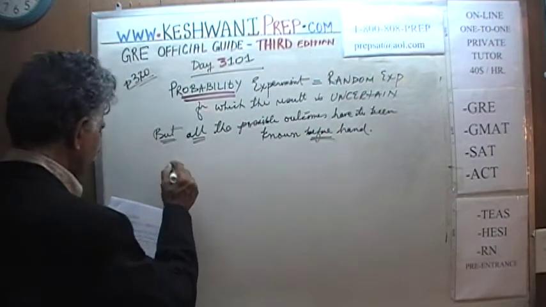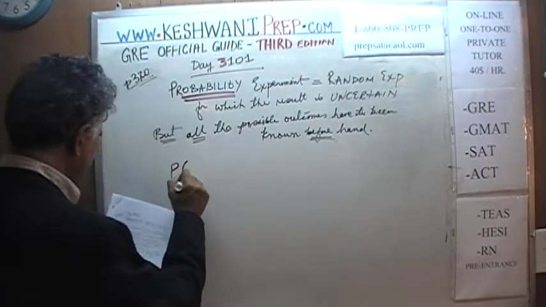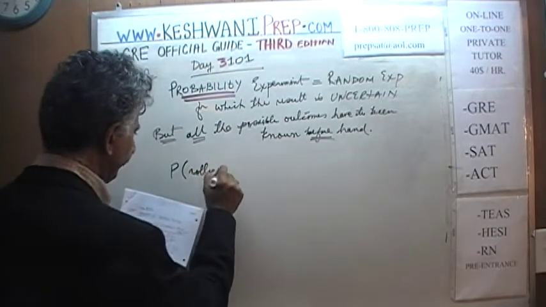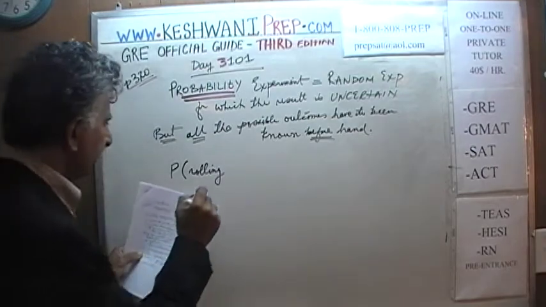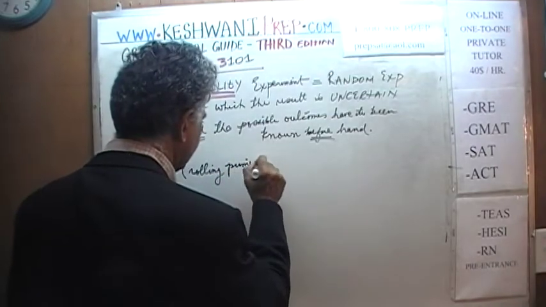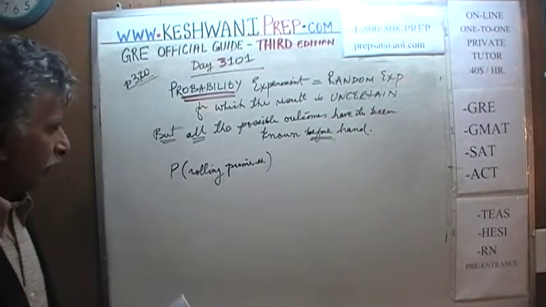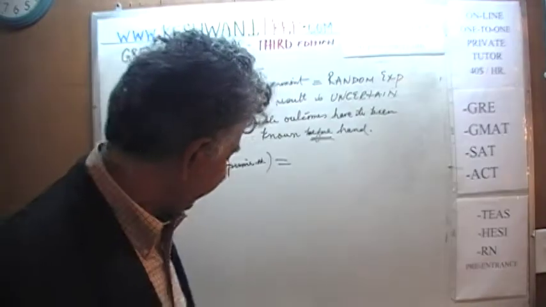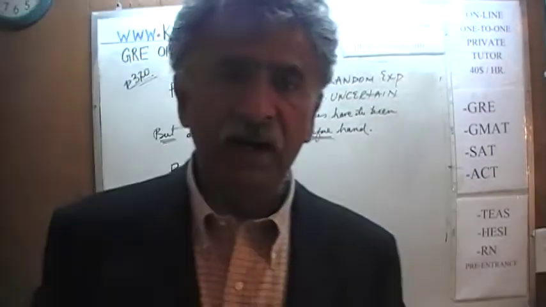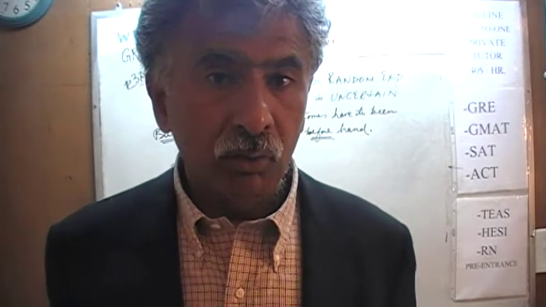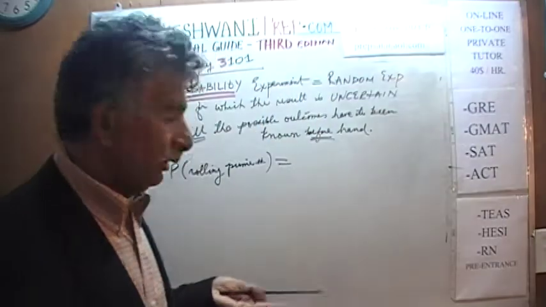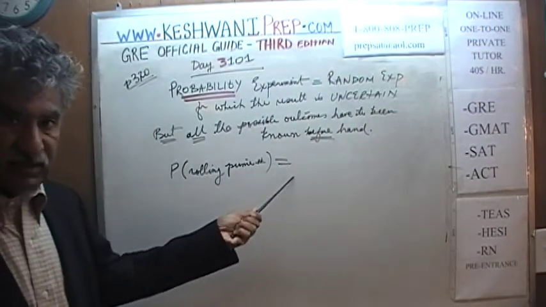For example, if somebody asks us, what's the probability of, say, rolling a prime number? If I were to roll a dice, what are the odds that I'll roll a prime number? Before we can answer that question, we have to know all the possible outcomes. We cannot leave any out, obviously. That's the only way, because there's one chance out of how many possible total outcomes are there.